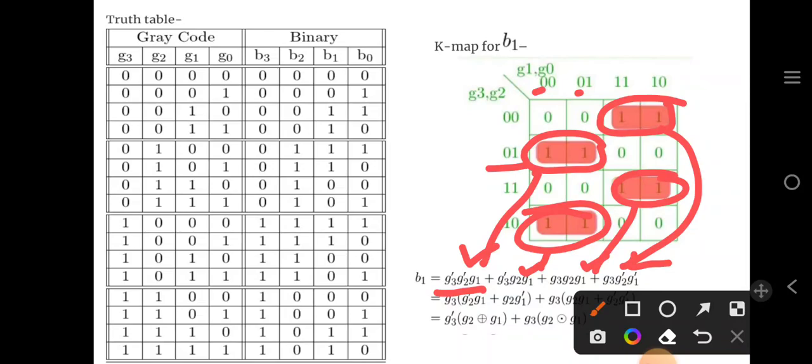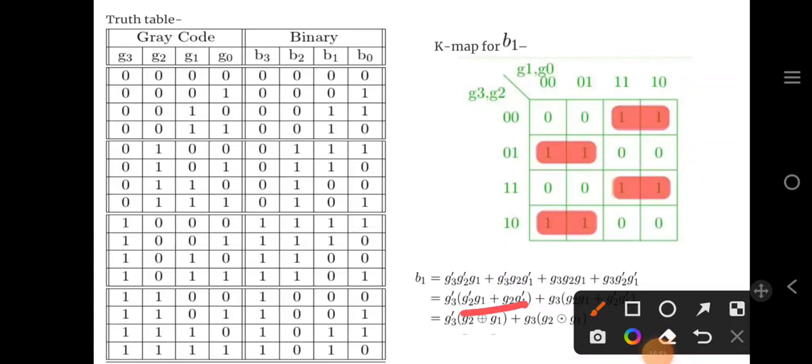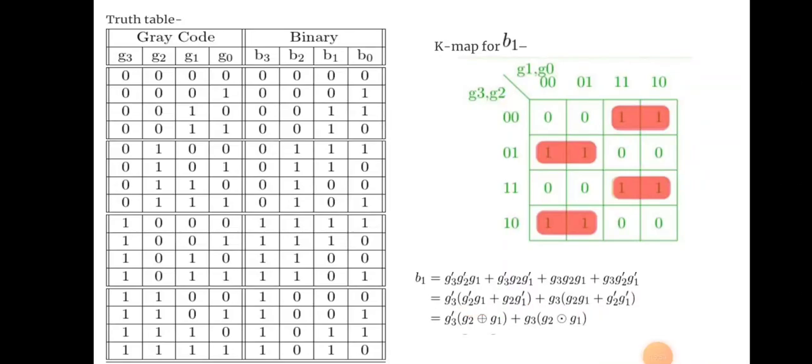When you take G3 as common from these two groups, you will get G2 bar G1 plus G2 G1 bar as common. Now if you take G3 dash as common, then you will get this equation. So these are the reduced equations, and lastly you will get G3 dash in bracket G2 XOR G1 plus G3 G2 XOR G1. So this is the final equation for the K-map of B0.